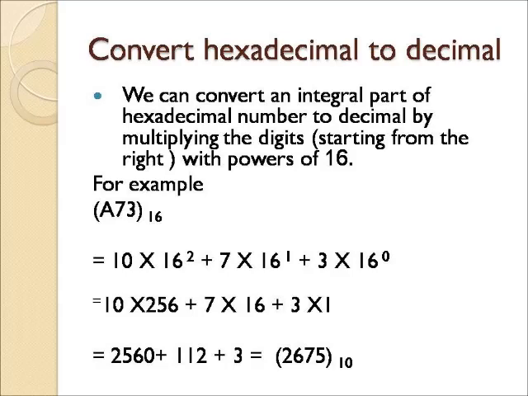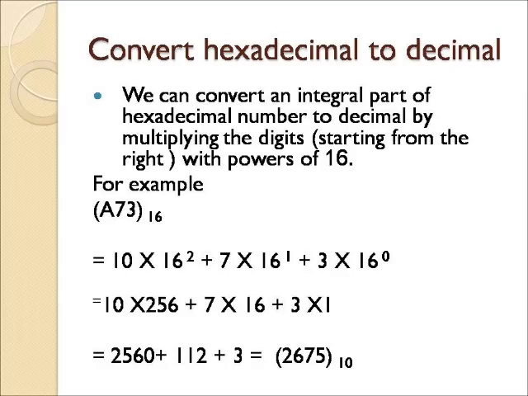Here one example is given for you: A73, which is a hexadecimal number. In the hexadecimal number system, we know that the alphabet A means 10. That is why, instead of A, we are using 10.